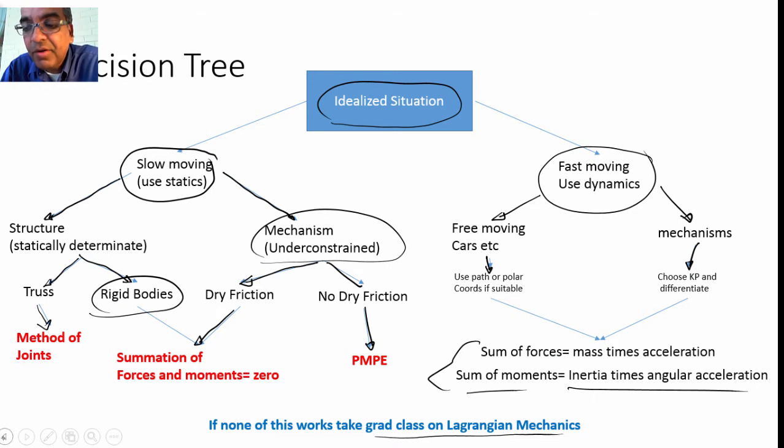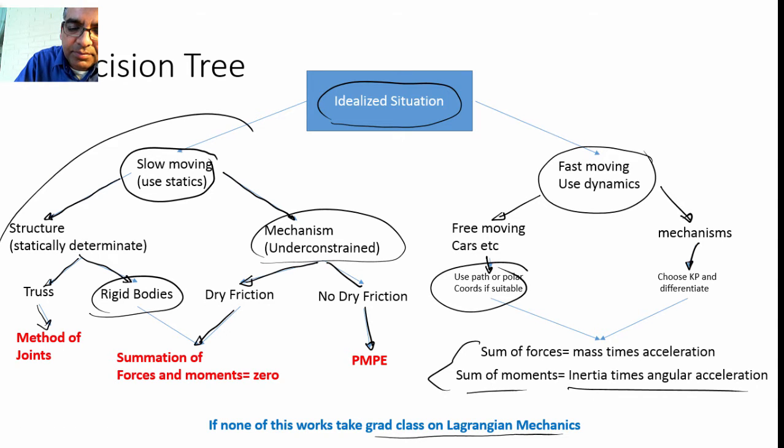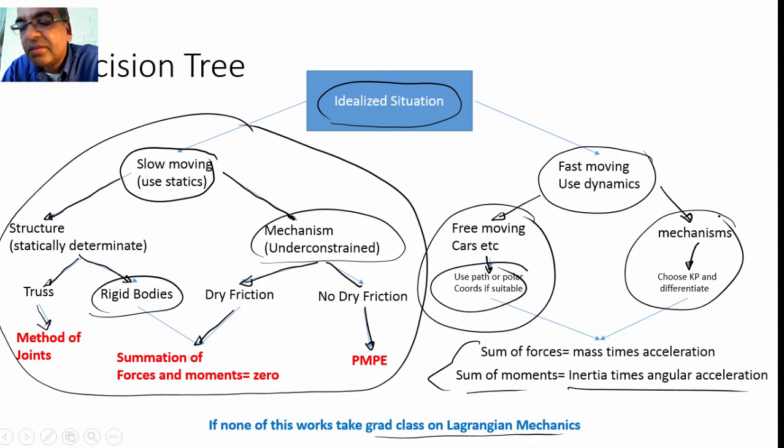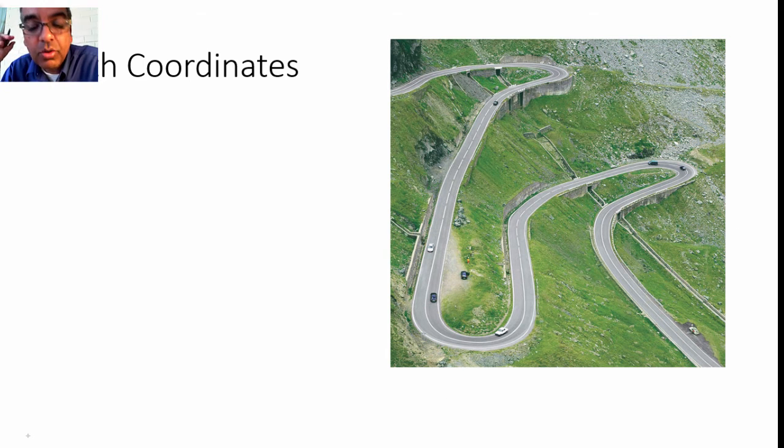Okay, very good. So now that we have a decision tree, let's look at our first example. We've already beaten all these things to death. If you go to the next class, which is the vibrations and dynamics class, you will see much more about mechanisms. So we're going to look at the next case, which is path coordinates. So when do you want to use it?